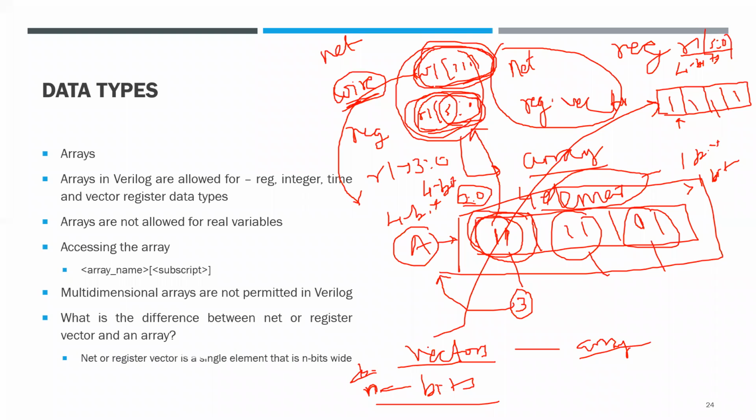So that is what we have specified. A net or register vector is a single element that is n bits wide. R1 is a single element and it has 4 bits, it is 4 bits wide. That is the first case. And for arrays, it is a collection of multiple elements. I can have a collection of register data types, each of which can be either 1 bit or more than 1 bit. So any queries over here?